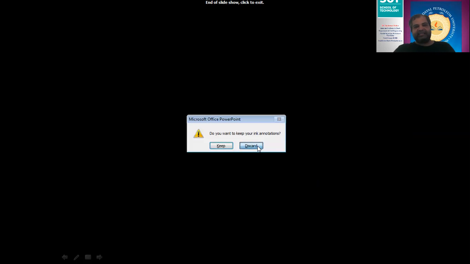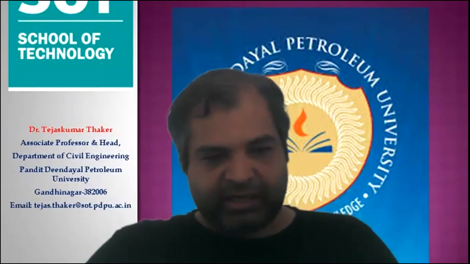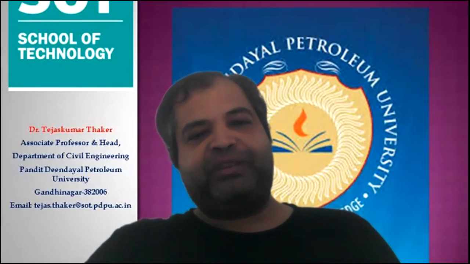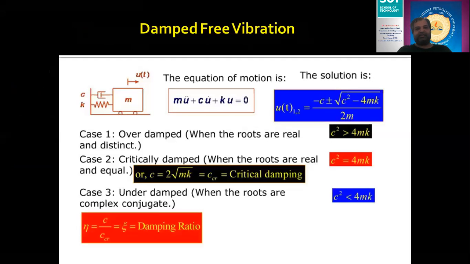Now let us move to the third dimension, which is, you can say, now let us consider the damped free vibration cases. So I am taking this slide. Let's see how the damped free vibration comes into the picture. So now this is my second part of this PPT, and we are trying to develop the relation for the damped free vibration case.